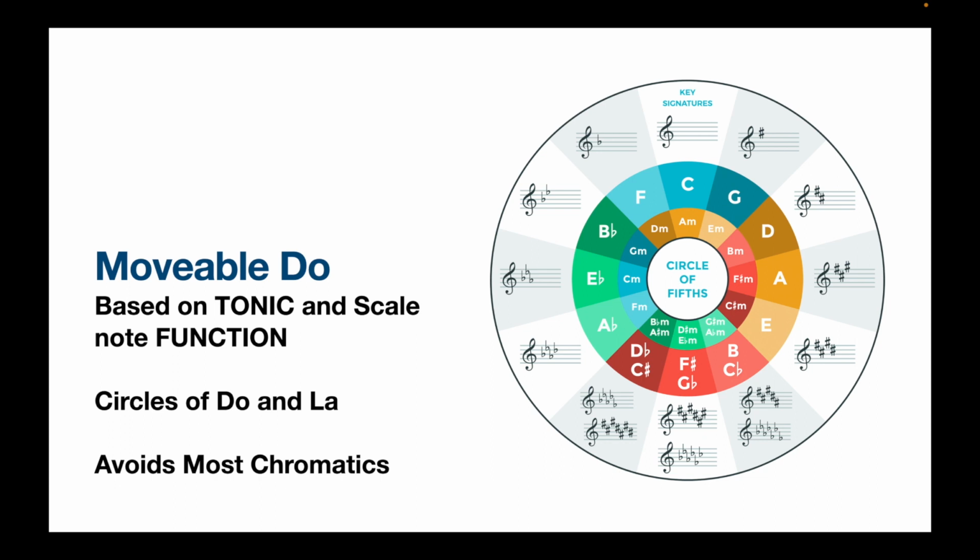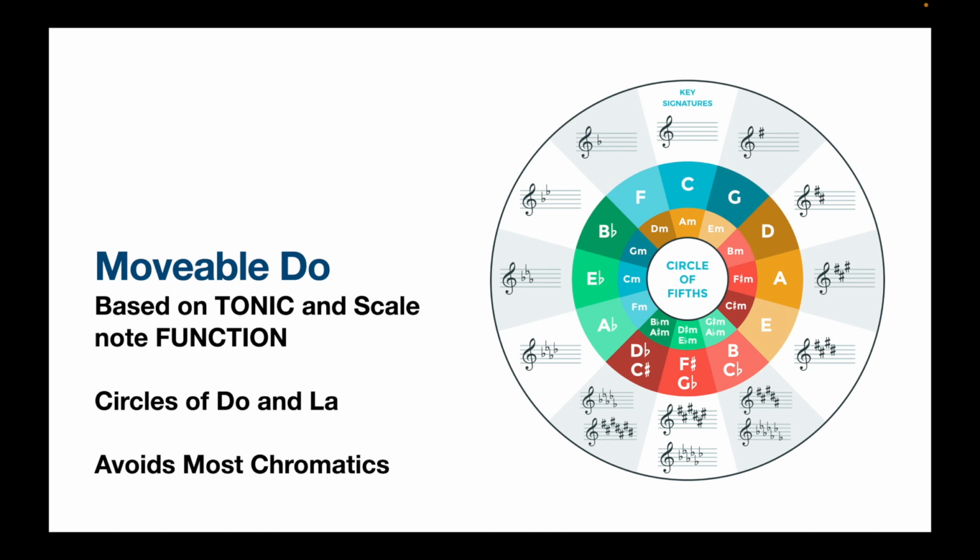All right. So I call the outer circle the circle of do, and the inner circle the circle of la. We look at the major, the circle of fifths. Okay. So the outside circle, C can be do, G can be do, D can be do, A can be do, E can be do, etc. And on the inside, A can be la, E can be la, B minor can be la, F sharp can be la. Okay. And it's based on the key signature, but it keeps the function of the notes the same.